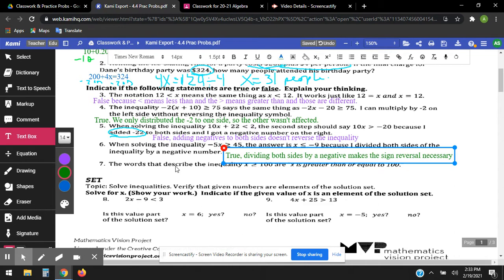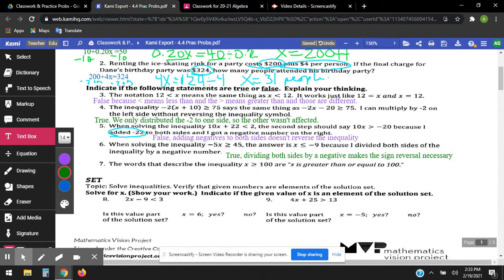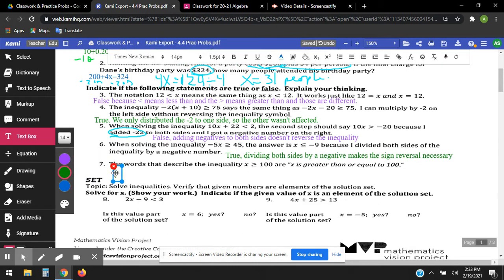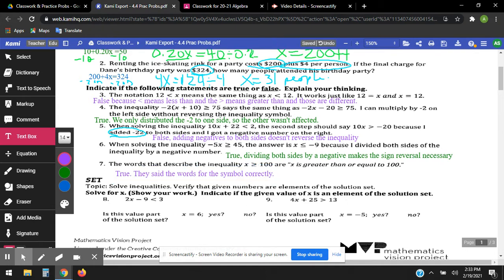The words that describe the inequality x is greater than or equal to 100 are x is greater than or equal to 100. So I basically just said that same thing when I was reading it. So that is true. They said the words for the symbol correctly. All right, so hopefully that makes sense.